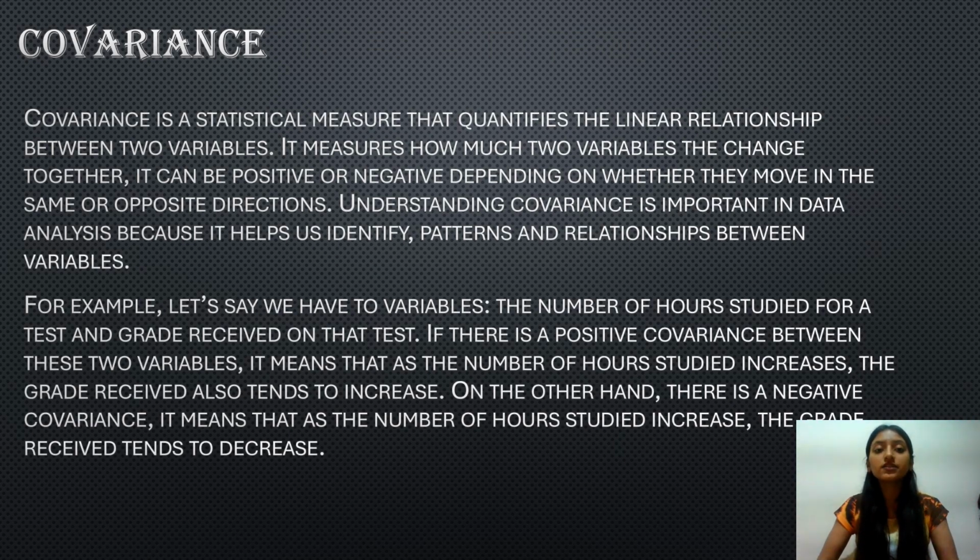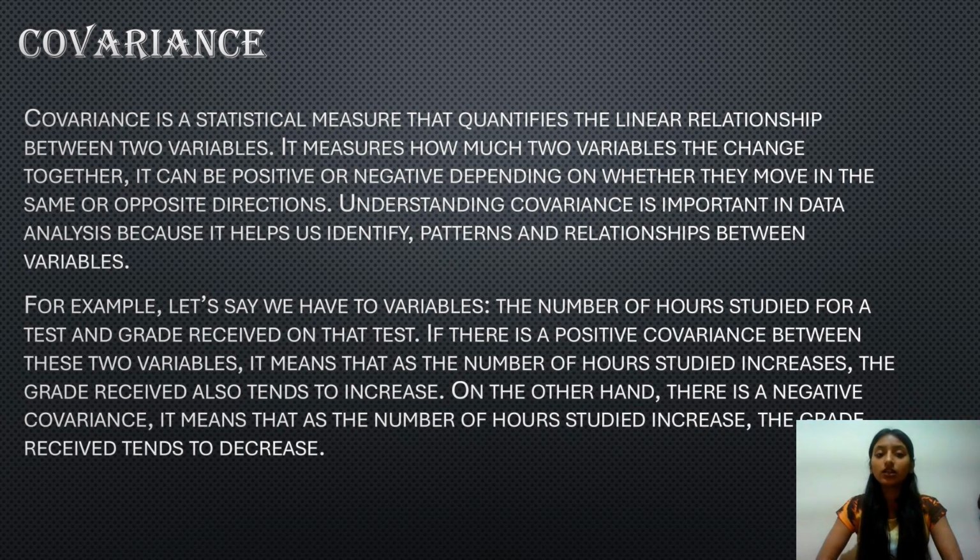Covariance. It is a statistical measure that quantifies the linear relationship between two variables. It measures how much two variables change together. It can be positive or negative depending on whether they move in the same or opposite directions. Understanding covariance is important in data analysis because it helps us identify patterns and relationships between variables.